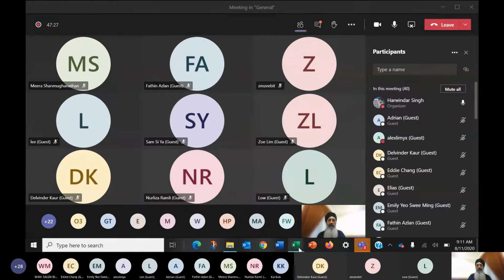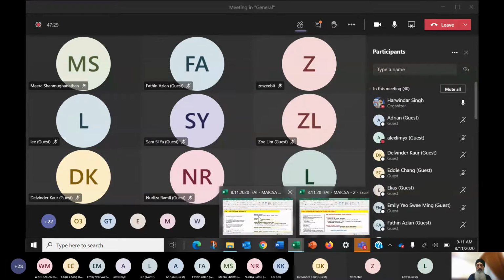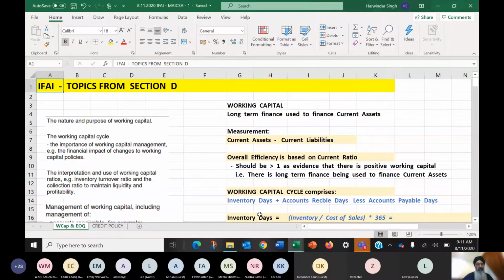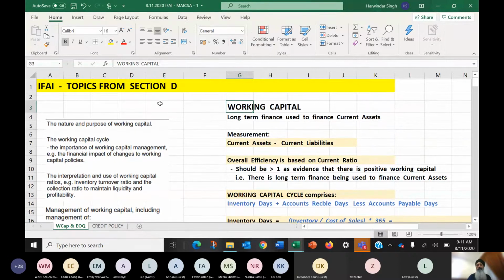Okay, let's jump into our topic here. So today's topic for discussion: working capital. This is a relatively important area, quite popular with these examiners anyway. So what is working capital? You will remember we said that in corporate finance, working capital means long-term money used to finance the current assets.